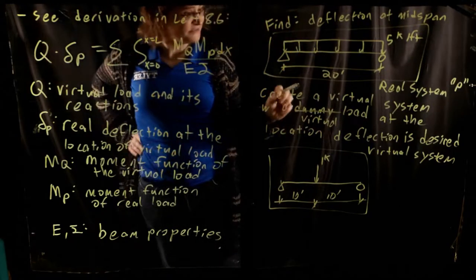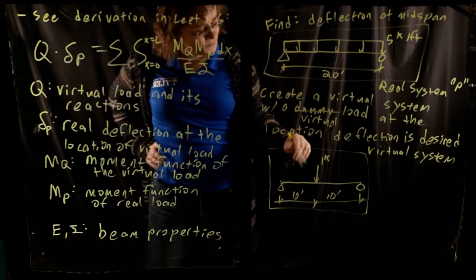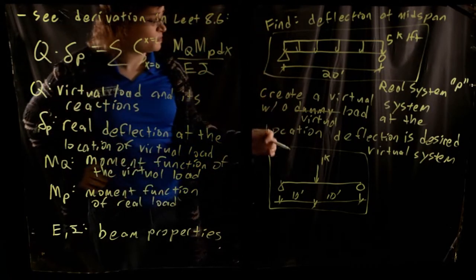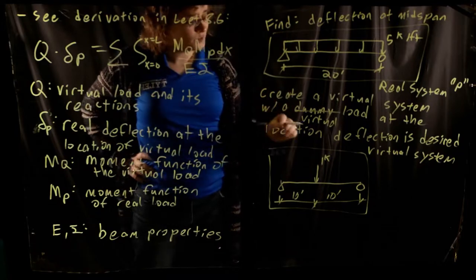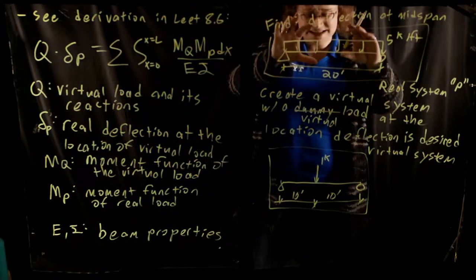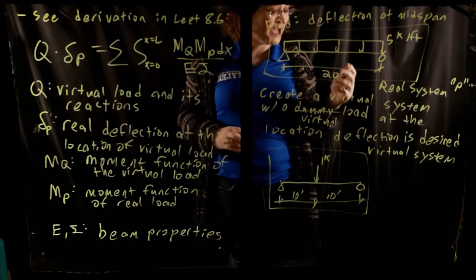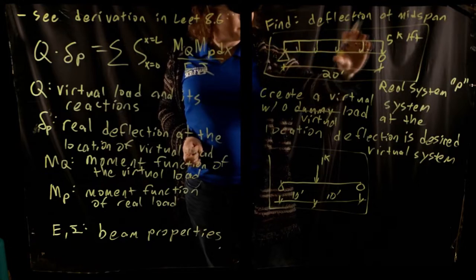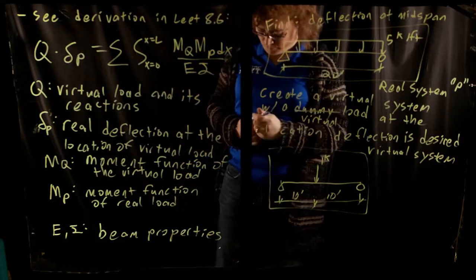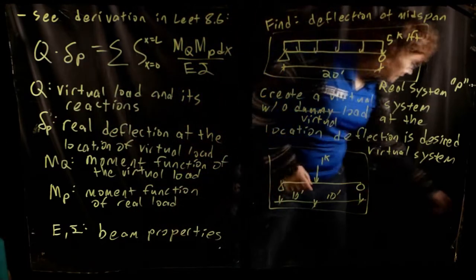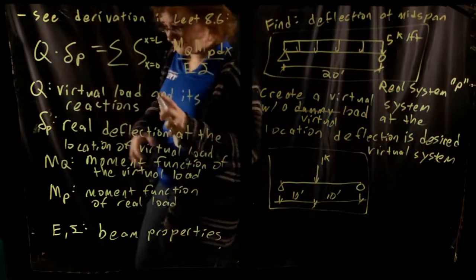But for now, we can look at this relatively simply and just say that we are applying a one kip virtual load at the location where we're interested in finding the deflection. So we now have our real system and our virtual system. And then how do we work through this? Well, you have a beam like this. Let me clear; I'll leave the formula up, but I'll clear everything below that.